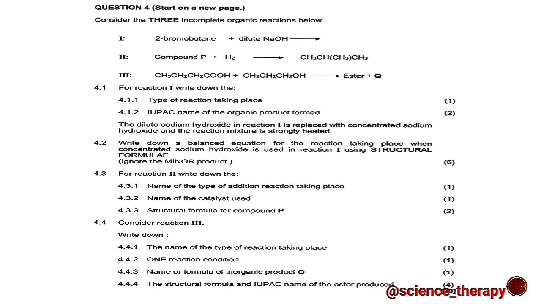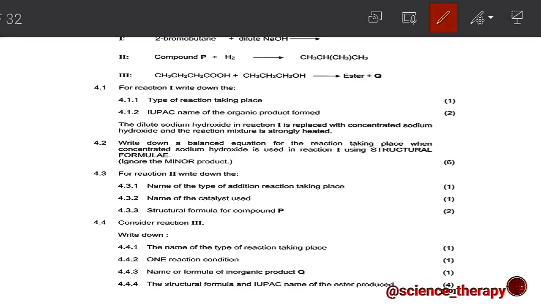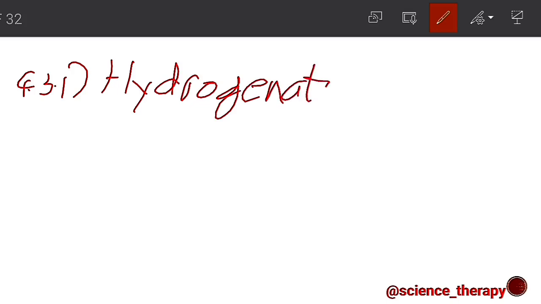Now 4.3 says for reaction 2, write down the name of the type of addition reaction taking place. Now what is the name of that addition reaction? We can see that in reaction number 2, we are adding 2 atoms of hydrogen. If we are adding 2 atoms of hydrogen, what is the name of this addition? We call it hydrogenation. It's hydrogenation.